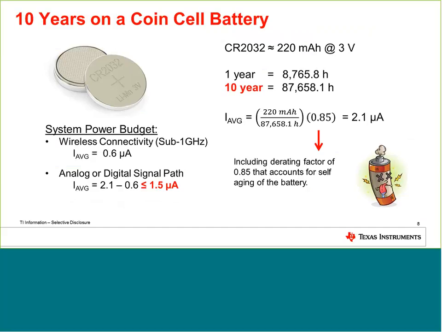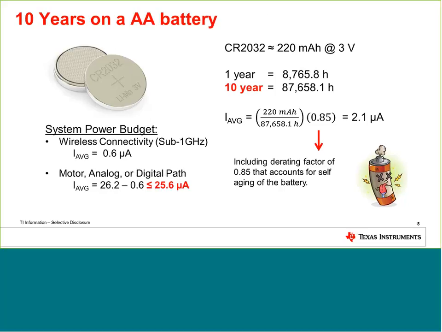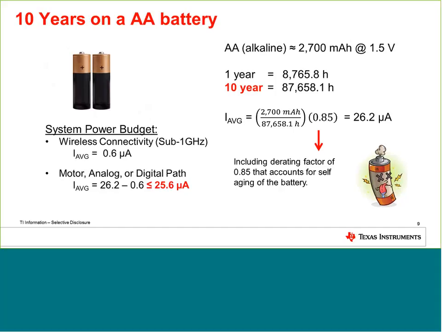But we just saw that for the wireless connectivity we calculated in the sub-gigahertz domain, the average current is 0.6 microamps that we need to provide. So for our analog and digital signal path, we are left with 1.5 microamps. Our circuit needs to operate on less than 1.5 microamps so that we can guarantee 10 years on a coin cell battery. Different story if we are using AA batteries.